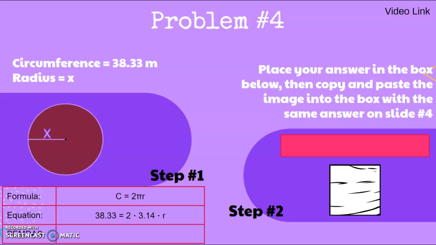We have 38.33 equals 2 times 3.14 times r. The first thing we're going to do is multiply that 2 and that 3.14. We bring everything else down. We bring down our 38.33. We bring down our equal sign. 2 times 3.14 equals 6.28. We bring that down. Now we have times r. Now what do we do? We can't times 6.28 times r because that doesn't make any sense.